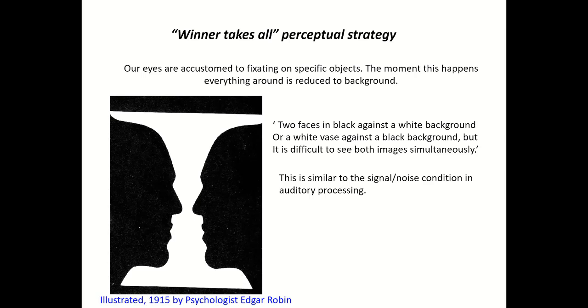This is one kind of visual illusion that tells that your brain cannot see two things at the same time if they are presented in a particular way, which is also called winner takes all.